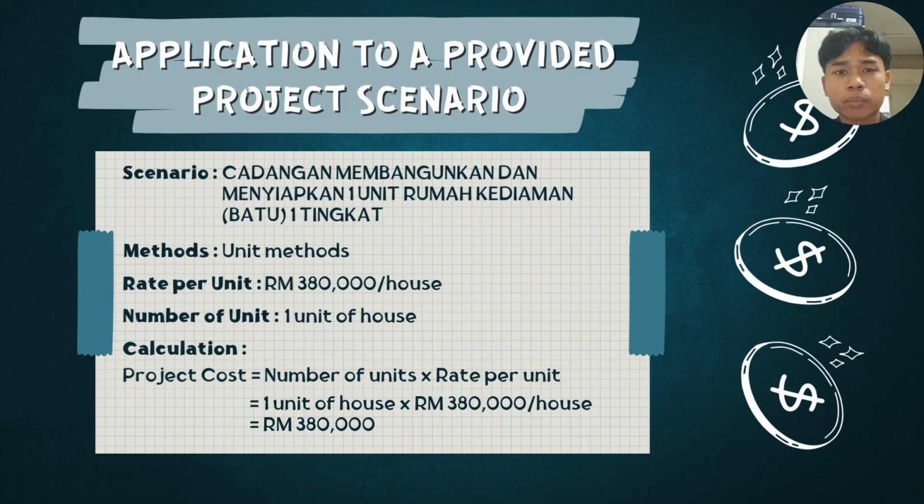Application to a provided project scenario. The scenario is cadangan membangunkan dan menyiapkan satu unit rumah kediaman batu satu tingkat. The method we are using is the unit method. Rate per unit is RM 380,000 per house. Number of unit is 1 unit of house. The calculation is project cost equal to number of units times rate per unit: 1 unit of house times RM 380,000 per house equals RM 380,000.